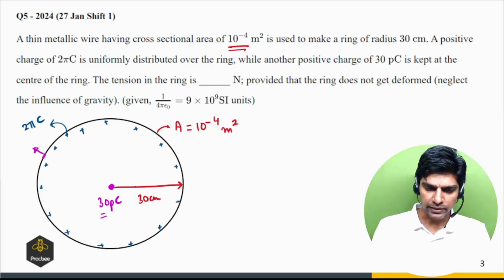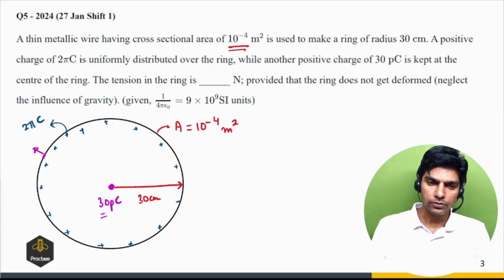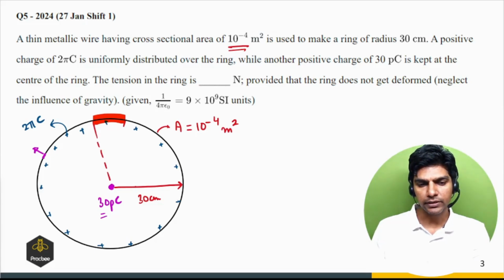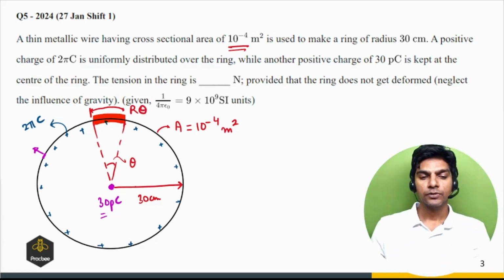Right, so there is a technique to solve such kind of question where you have to find the tension. Let us take a small element. I'm going to consider a small ring element which subtends an angle, say d theta, or let us take it as theta only, where theta is very small. So this angle is theta, and this arc length will be r theta.